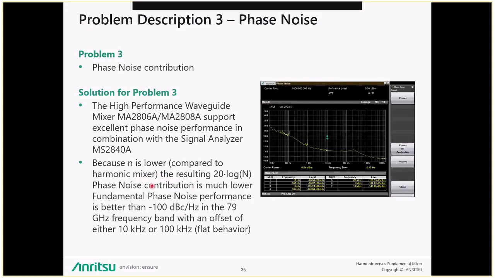We are talking of a phase noise better than -100 dBc per hertz in the 79 gigahertz frequency band, with an offset of 10 kilohertz or even 100 kilohertz. That means quite a flat behavior. So that is quite impressive if we compare it to the typical harmonic mixer.